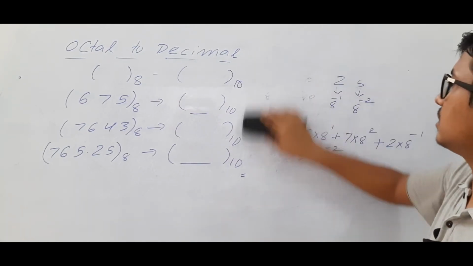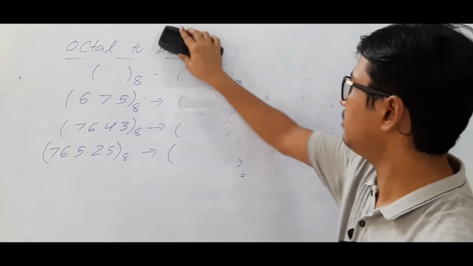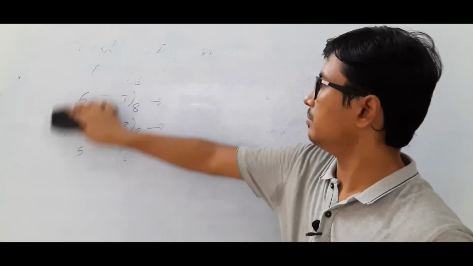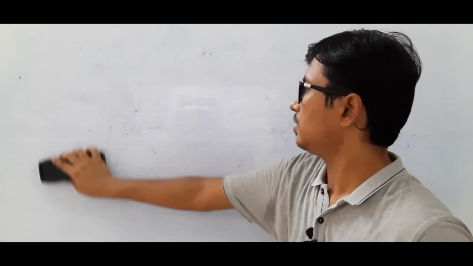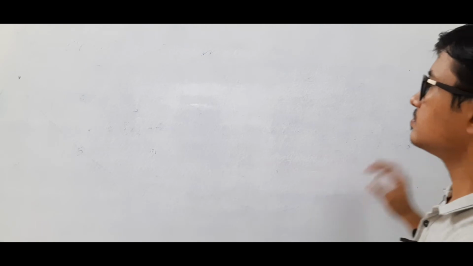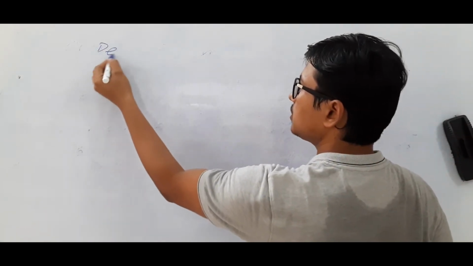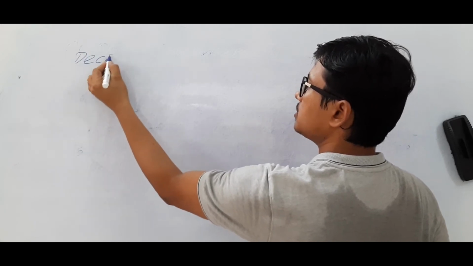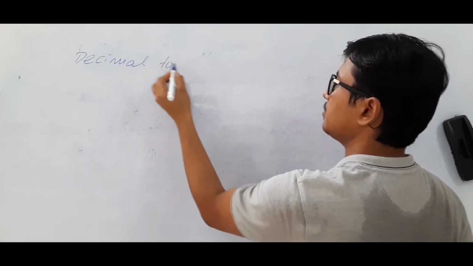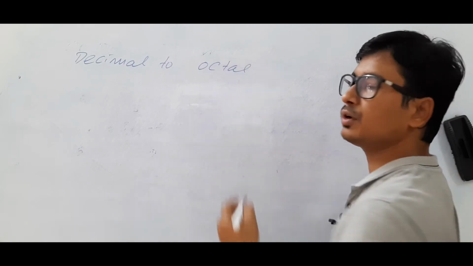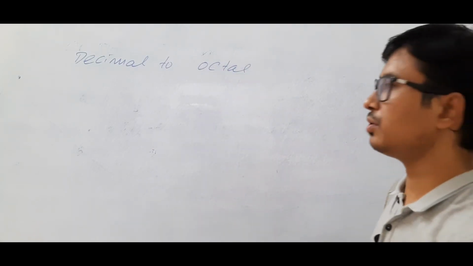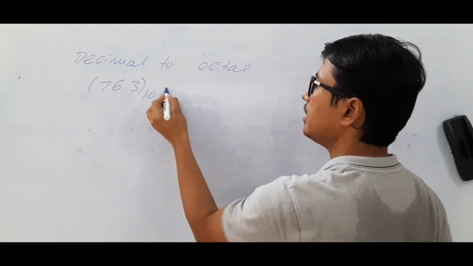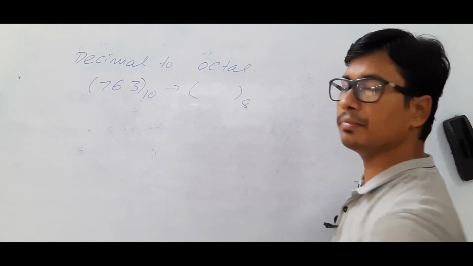Now, let me discuss the reverse process. I will take a decimal number and I will convert it into an octal number. Decimal to octal number conversion. We will discuss how to convert a decimal number to an octal number. Let me take 763 base 10. I want to convert it into base 8 number representation.